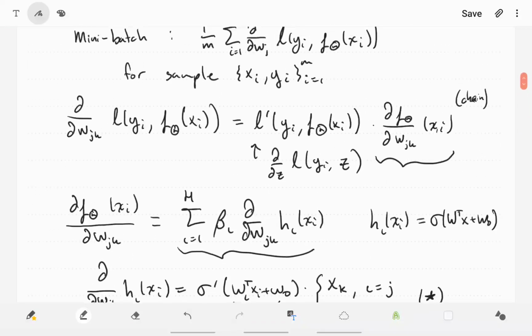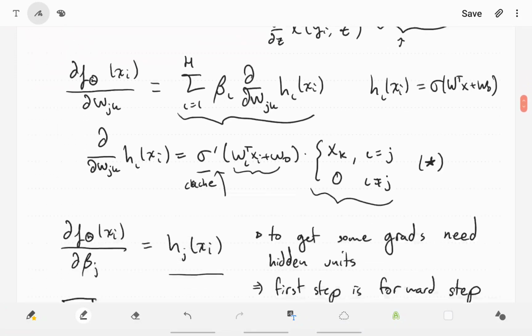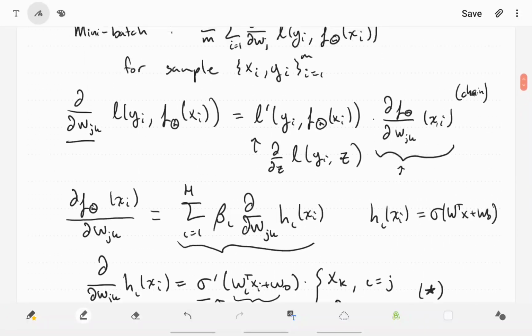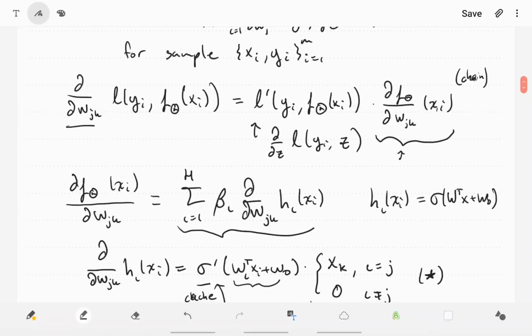Okay, well now if we're trying to calculate this gradient with respect to wjk, we still need to calculate this portion right here. We still need to calculate the gradient of f with respect to wjk, and then apply the chain rule. So let's go forward in doing that. We already wrote out what this is. We need to apply the linear layer, the betas, to this gradient of h.